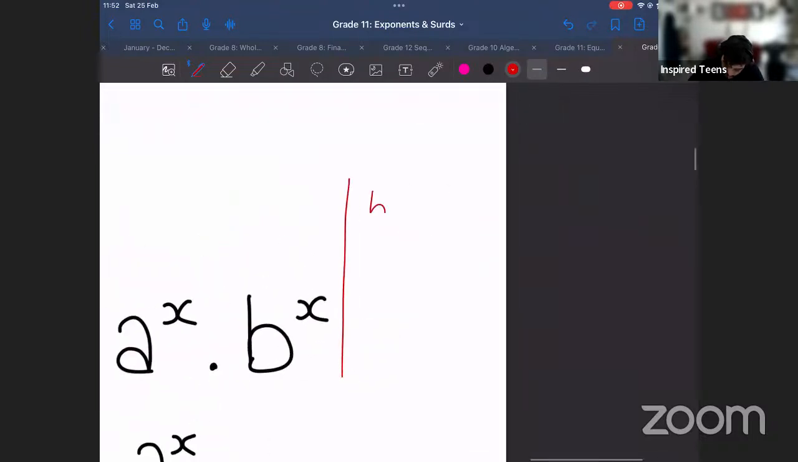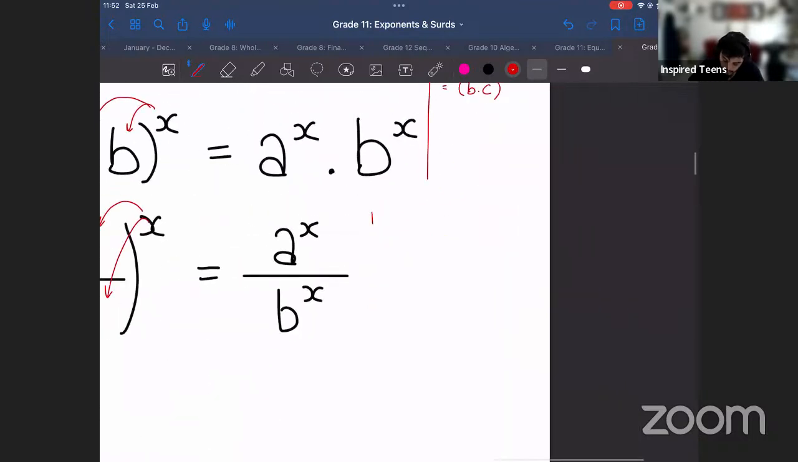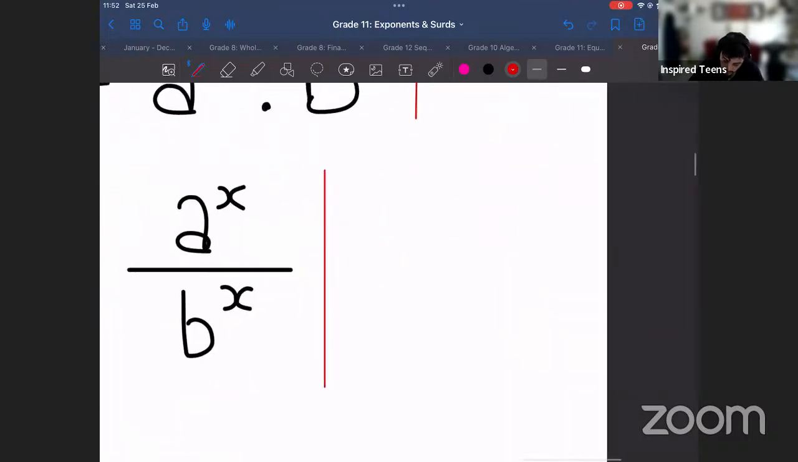So let's say b to the power of 5 and c to the power of 5. This could be written as b times c, whole to the power of 5. And the reversal of this one: I have a to the power of 6 over b to the power of 6. I could write this as a over b, to the power of 6.